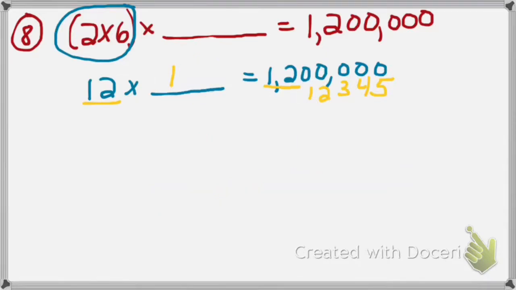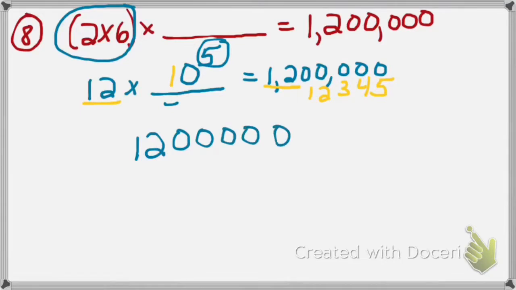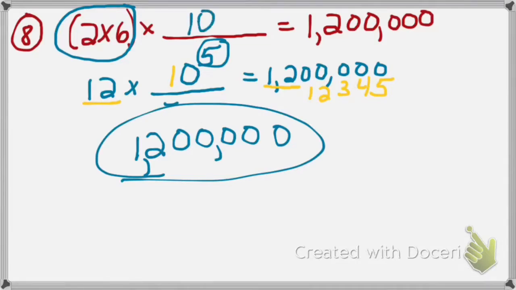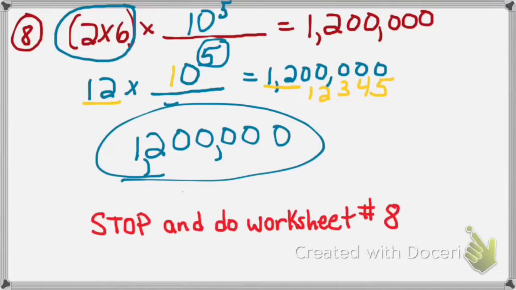So what number would still give me 12 times 1 is 12, but would show me that I have to add 5 zeros on? That would be a 10. 12 times 10 to the 5th power, because 12 times 1 is 12, and 10 to the 5th power means I add my 1, 2, 3, 4, 5 zeros on. So my answer to this problem would be 10 to the 5th power. Please stop and complete worksheet number 8 right now.